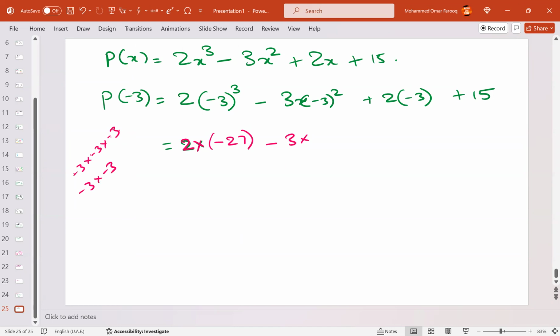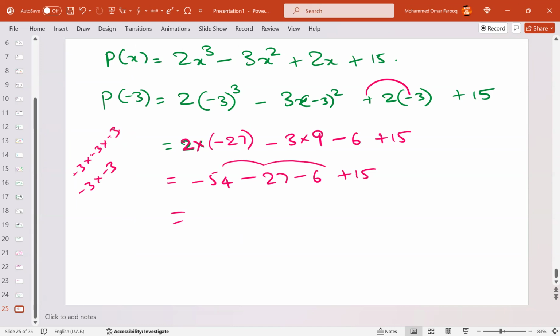You do it in rough. Minus into minus is plus. 3 3s are 9, so it will be plus 9. Now plus into minus is minus. 2 3s are 6, plus 15. That is equal to minus 54. Minus 9 3s are 27. Minus 6 plus 15. So add all the negatives.